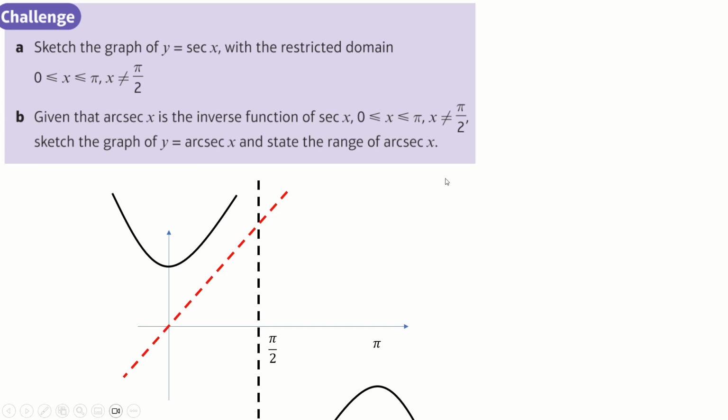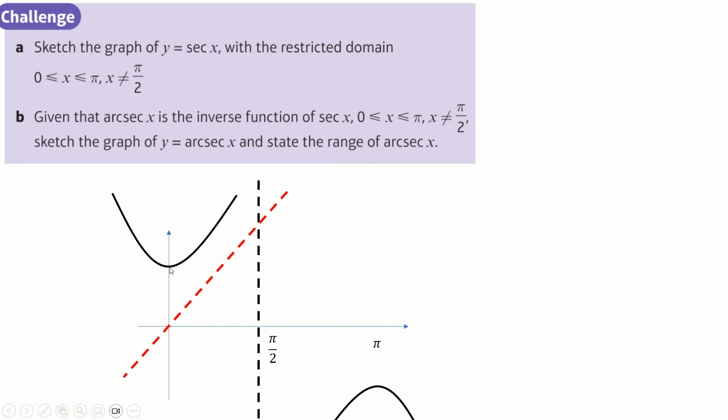I should also probably state the range of arc sec. The range of arc sec is the same as the domain of its non-inverse. So the domain of sec is just 0 to pi, not including pi over 2. So the range of arc sec is therefore going to be 0 to pi, not including pi over 2. So that's basically that already talked about. So okay, how do we do this then?